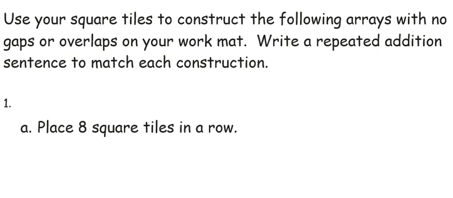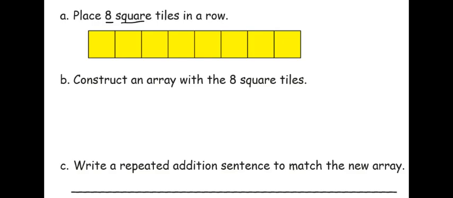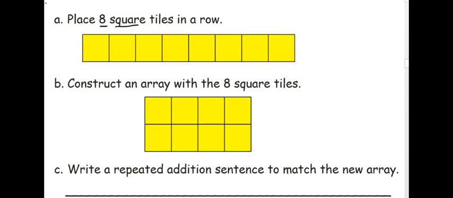So we're going to start by placing 8 square tiles in a row, and this is what that would look like. We have our 8 tiles and they're all in one row. The next part says to construct an array with the 8 square tiles, meaning we're going to make a different rectangle using all 8 of these tiles. And here's an example of how we could make an array using those 8 tiles.